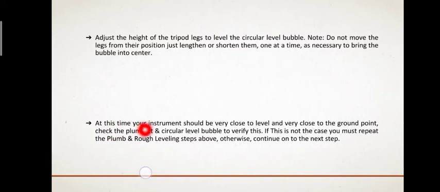After this, your instrument should be very close to level and very close to the ground point. Check the plummet or the circular level bubble to verify this. If this is not the case, you have to repeat the plummet and rough leveling steps above. Otherwise, continue to the next step. If it is not properly leveled and centered once you have checked, then you have to carry out the rough leveling and centering again. If it is correct, then move on to the next process.